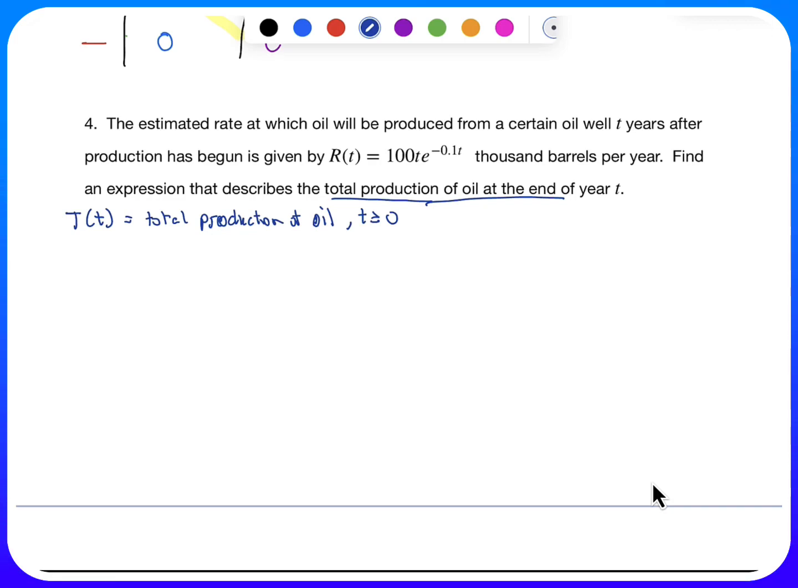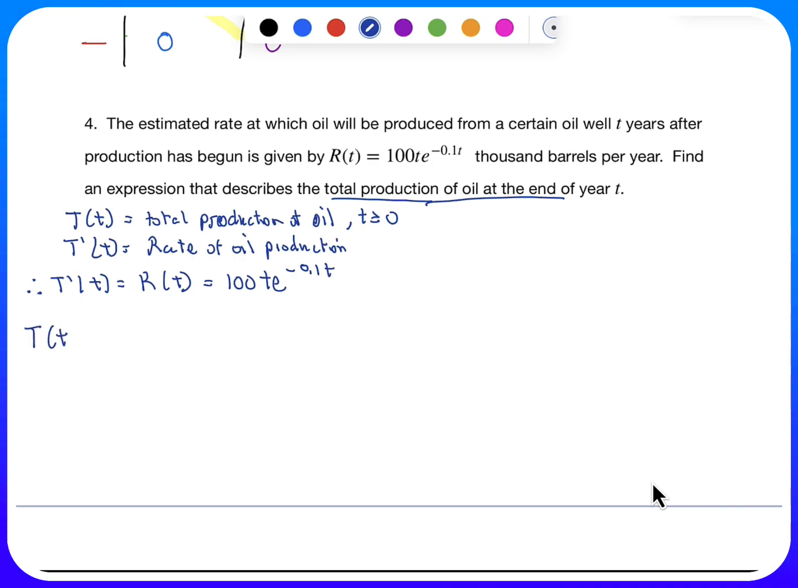So we have the rate of change of the amount of oil. So basically we have T of T's derivative. So the derivative of our total production of oil is equal to our rate of oil production. And so we can say that's equal to that R sub T function given in the problem. So they gave us the derivative, and we want to find the original function. Now remember, if you're given the derivative and you want to find the original function, your job is to integrate. So our entire problem here is to find the integral of R of T.